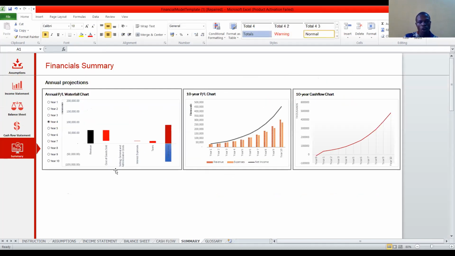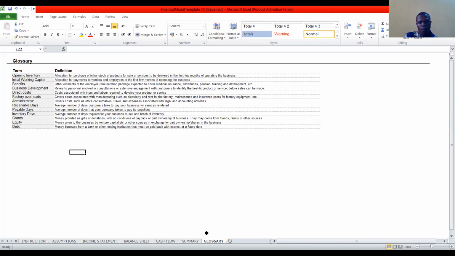Then the summary. Take a look at the summary of your presentation. You can see how the profit is rising per year. The cash flows, liquidity and profitability are a good projection. So having done this, that means you have finished preparing your financial template.